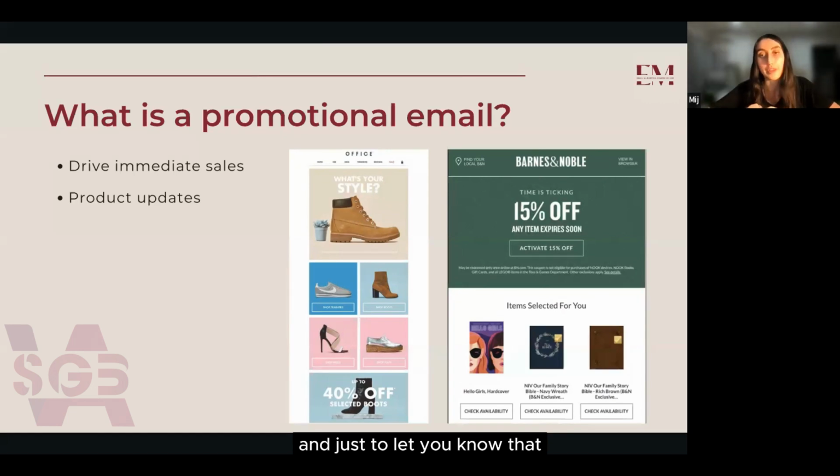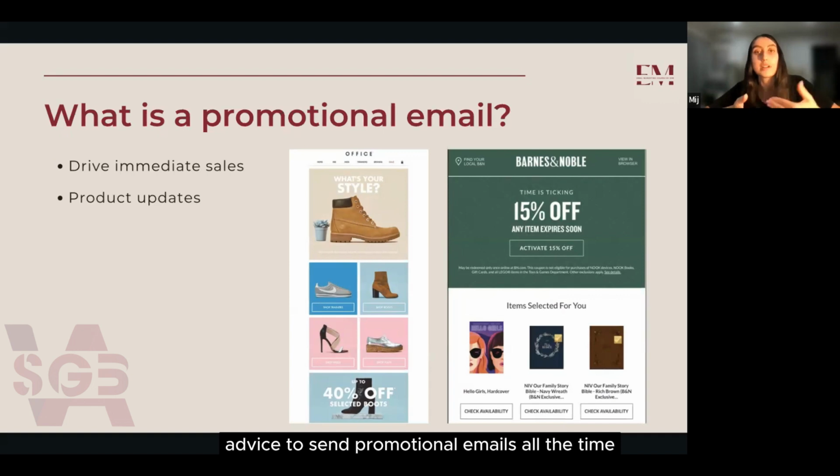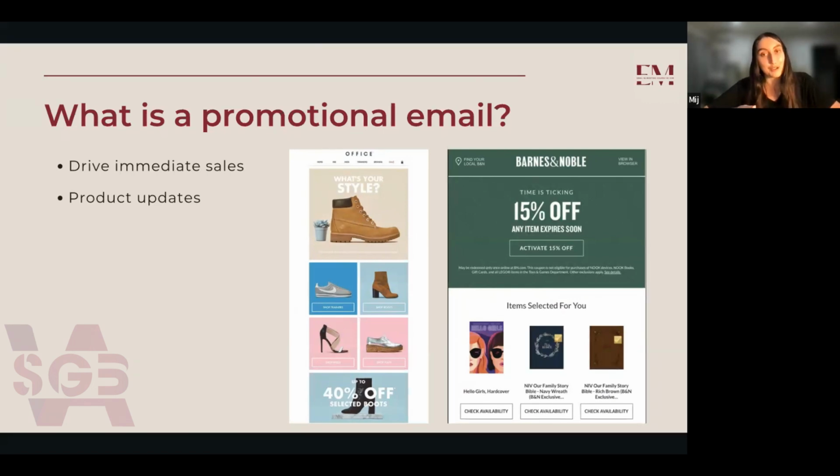And just to let you know, it's very advised to establish connections with your customers first through relational emails before sending promotional emails. It's also not advised to send promotional emails all the time, because what's going to happen? Your customers might get really unhappy about it. They might feel like they're being sold to too much, and to be honest, nobody likes to be sold to. They might unsubscribe.